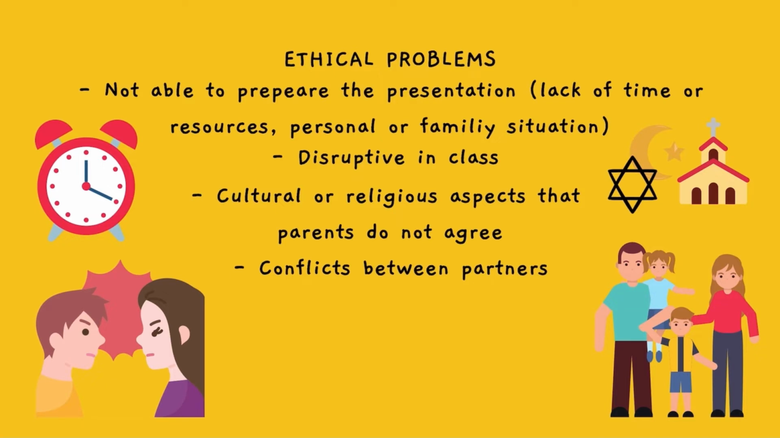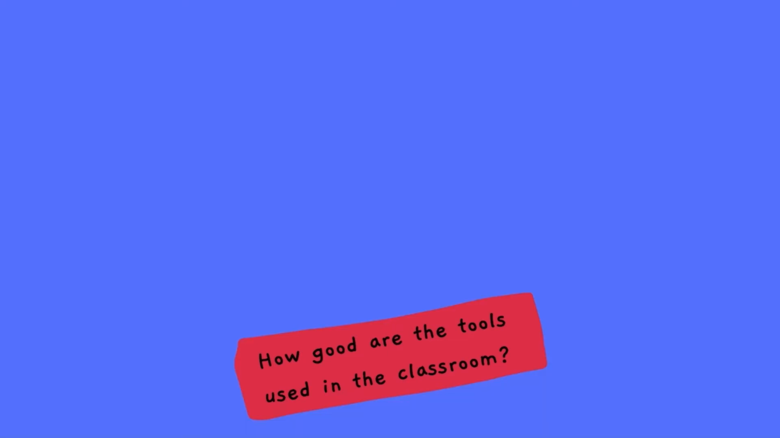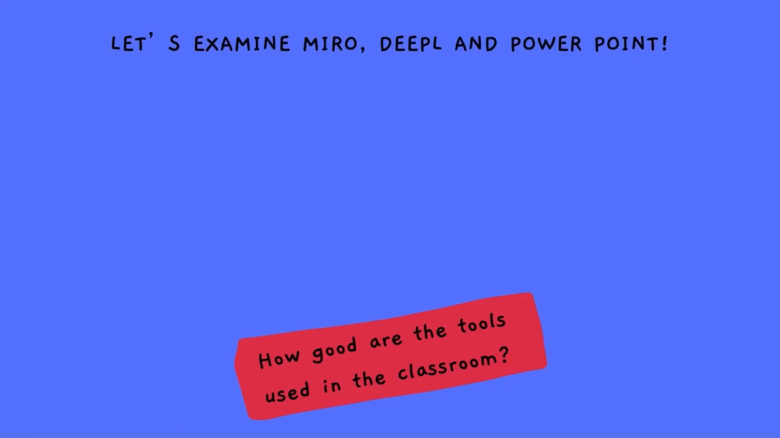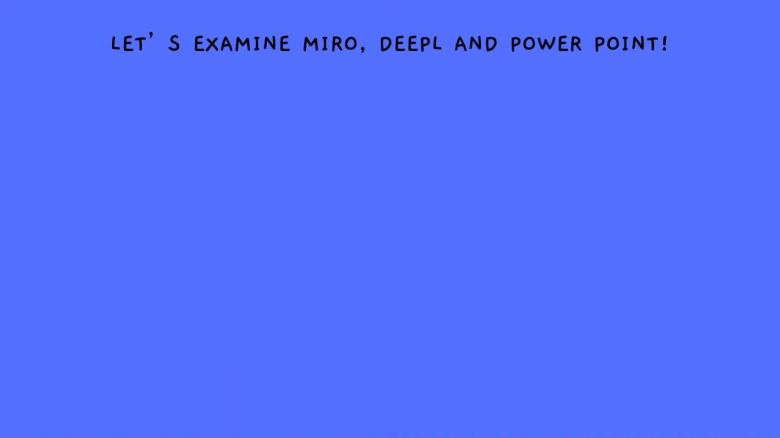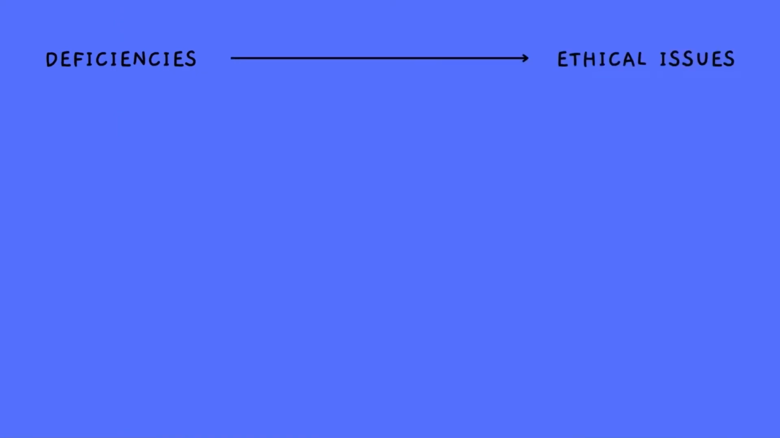We must also take into account how good the tools used in the classroom are. Let's examine the ones that they are forced to use: DeepL, Miro, and PowerPoint. This rubric is filled for each tool depending on how it works. It is divided in categories, as we can see: functionality, accessibility, technical, mobile design, privacy, and social, cognitive, and teaching presence. Taking a general look, we can see some deficiencies that lead to ethical issues.